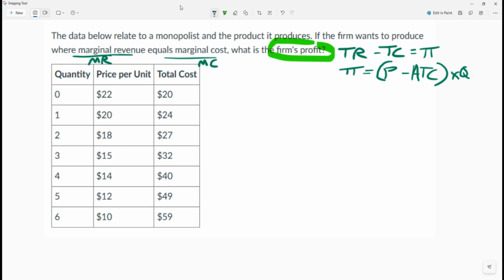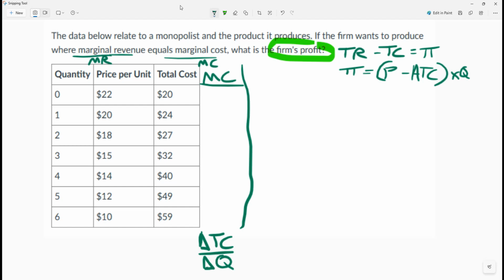Okay, first, since I'm right here, let's do MC. So MC is the change in total cost divided by the change in quantity. So it's the additional cost divided by the additional quantity. In this problem, quantity change is 1. So we're going from 0 to 1, 1 to 2, 2 to 3, and so on. So it's just like dividing by 1. If it was a different number, then you would have to divide by whatever that change is.